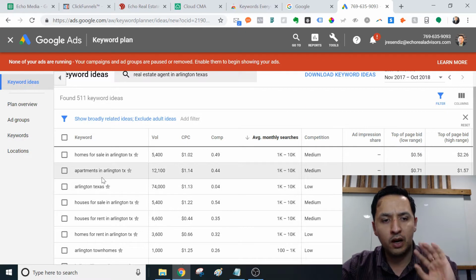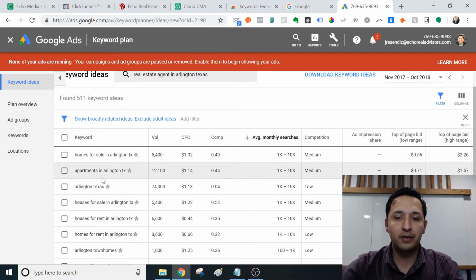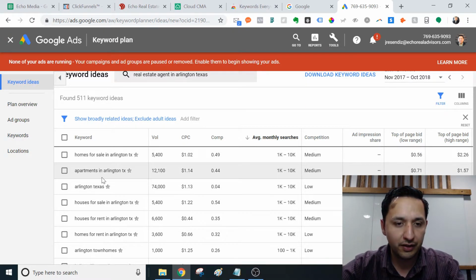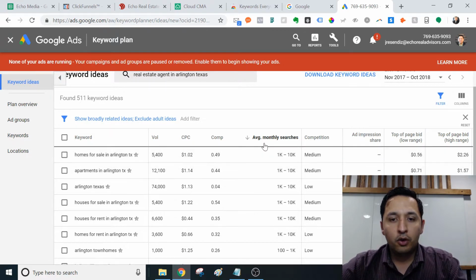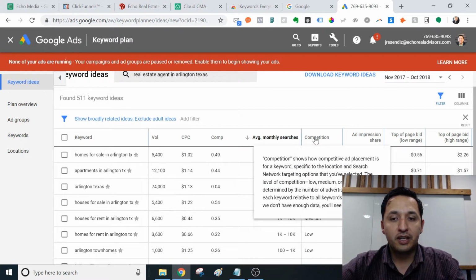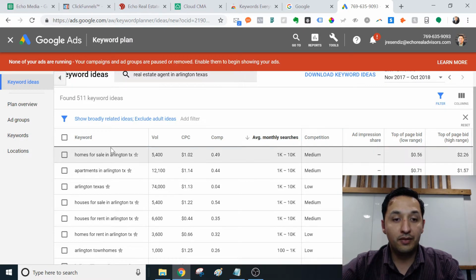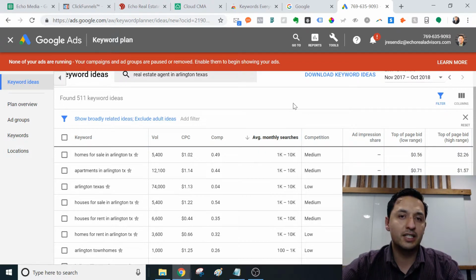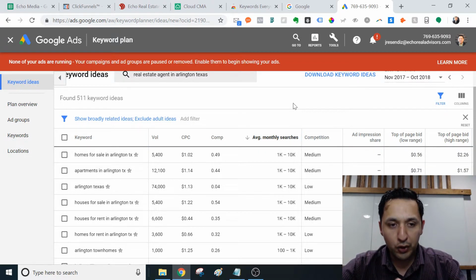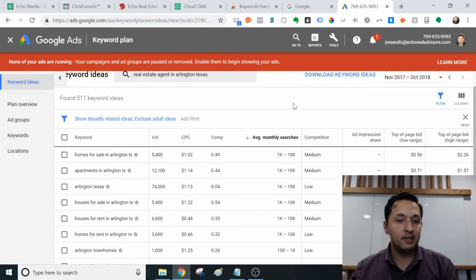So, all right, let's get into the practicality of it, because I'm getting long-winded into the theory. We're looking at the competitive searches, and then you see the competition on these key phrases, and then you see the low range and the high range. So we're going to go through and select a few keywords, a few key phrases, so we can start building our ad in the next video.